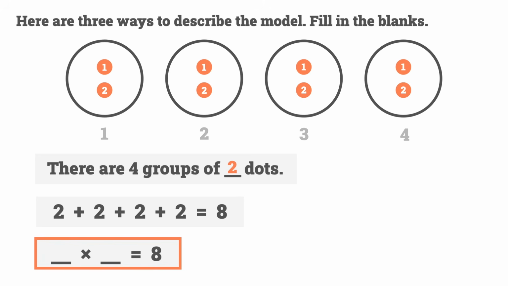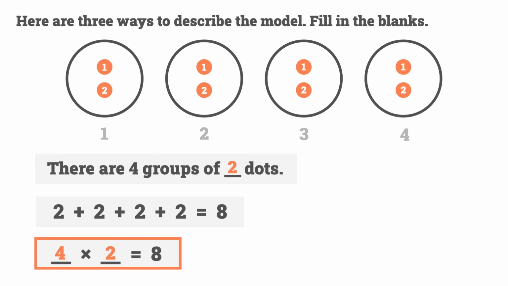So what numbers do we need to fill in? Well, our first number will be 4, because we have 4 groups. What's our second number? 2, because there are 2 dots in each group. So using multiplication, we can describe this model as 4 times 2 equals 8.